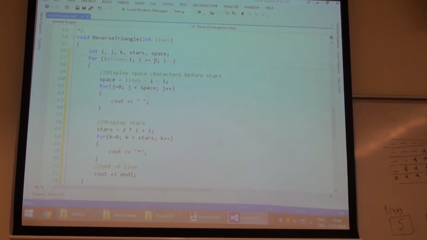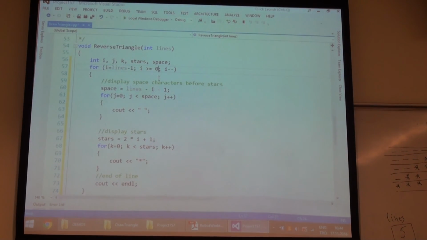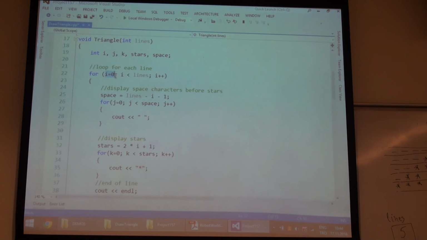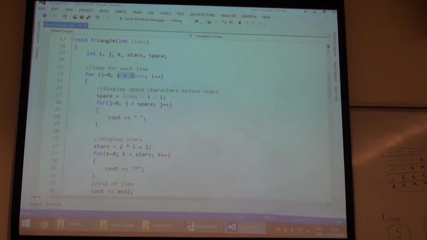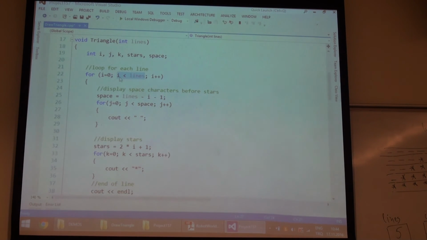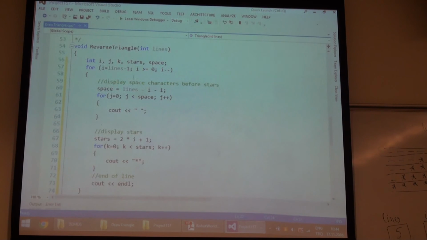So let's try this. Is this clear? The only difference that we make is this stuff here. We started from level 0 previously, and we went up until lines. Let's say the lines is 5. If we want to print 5 lines, we went from 0 to 4. Now we are doing the opposite. We start from 4, and we go to 0. That's why we should decrement it each time, because i represents the number of the level.